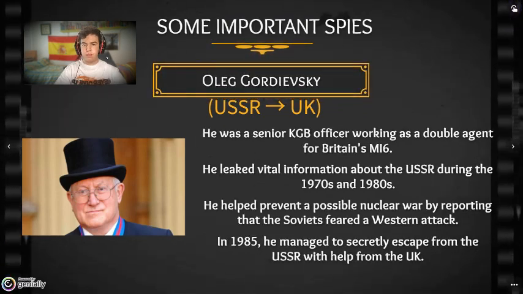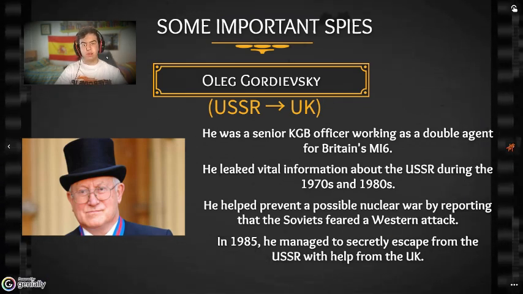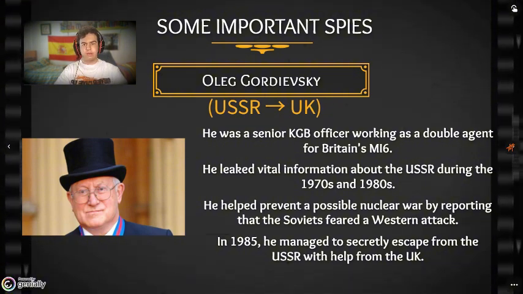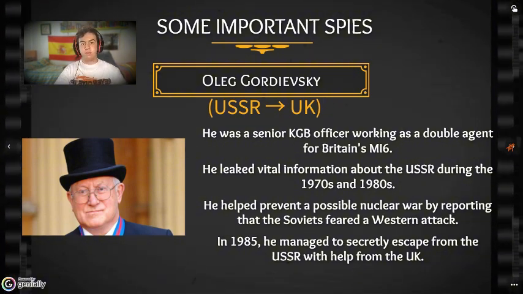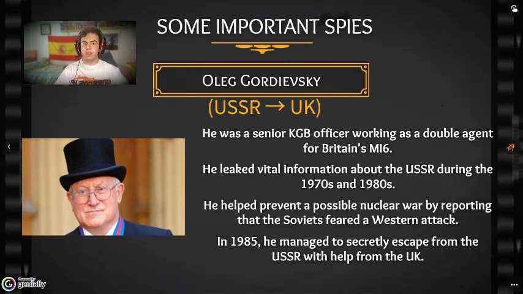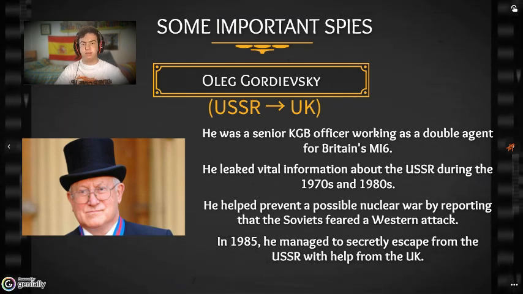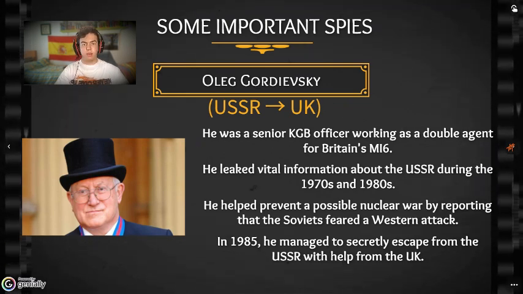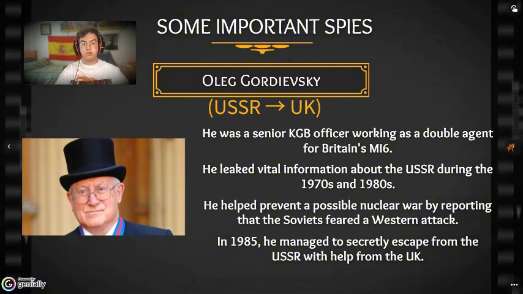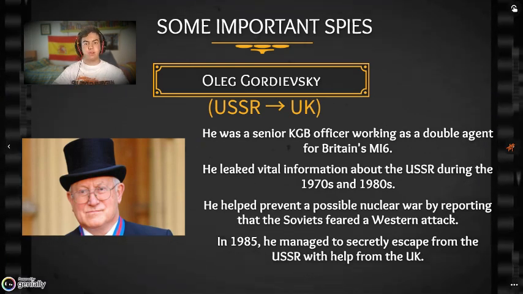And the last part we talk about is the three most important spies. We have Oleg Gordievsky, a KGB officer working as a double agent for Britain in MI6. He gave valuable information about the Soviets during the 1970s and 1980s. He helped to prevent nuclear war, and in the 1980s he managed a secret escape to the UK with help from Britain.